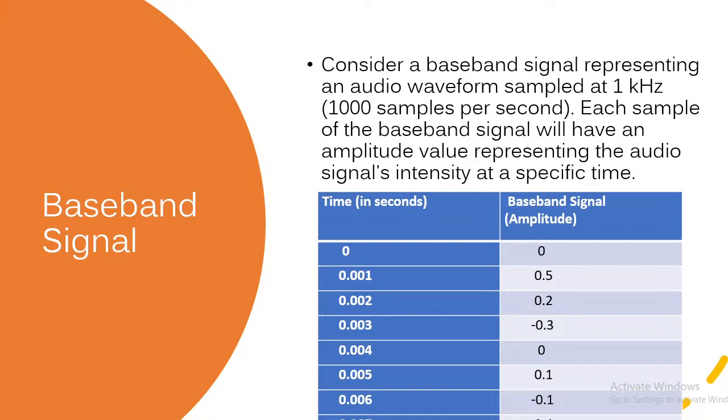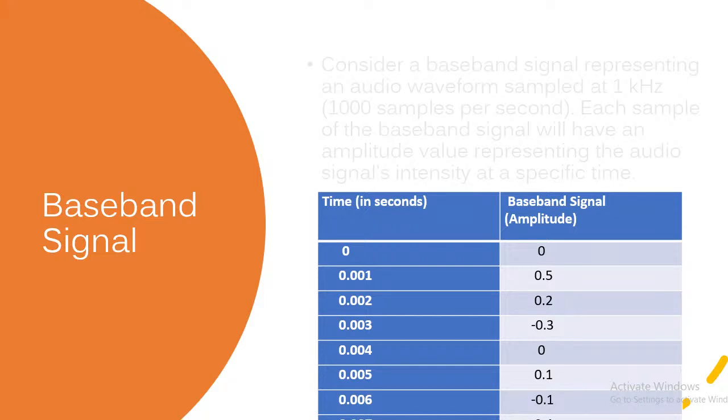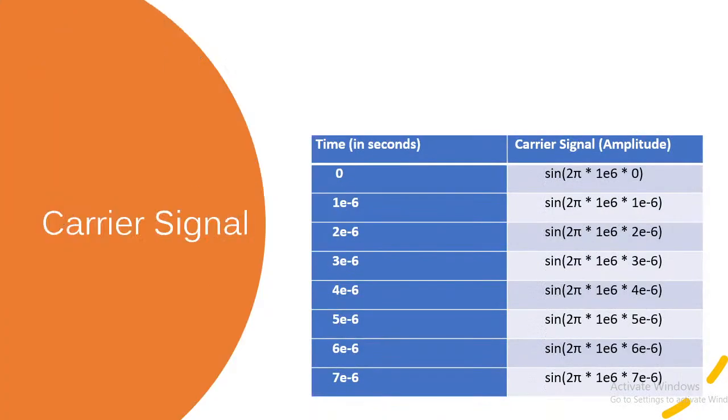So 0, 0.5, 0.2, 0.3, 0, 0.1, 0.1, minus 0.1, 0.4. And what is the time? 0.001. That is the time difference. So in that we go up to 0.007. So 8 samples we have taken for the baseband signal.